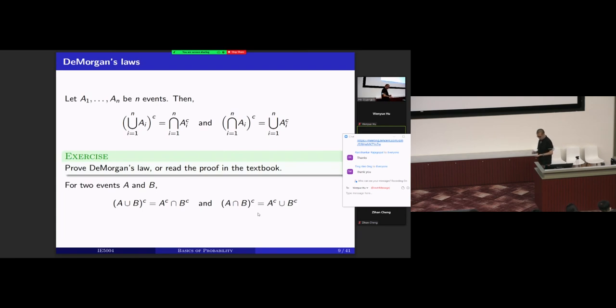And also, there are De Morgan's laws. These are also important. It says something like this. For example, if we consider n events, we call them A1 up to An, right? Then there are two De Morgan's laws. The first law is like this. We make the union of these n events together, and then take the complement, which is on the left-hand side. So this is a complement of the union. It is equal to the intersection of their respective complements, which is the first De Morgan's law.